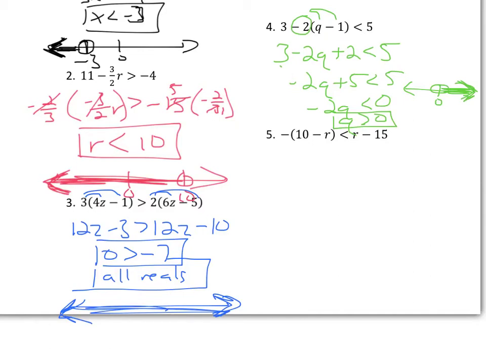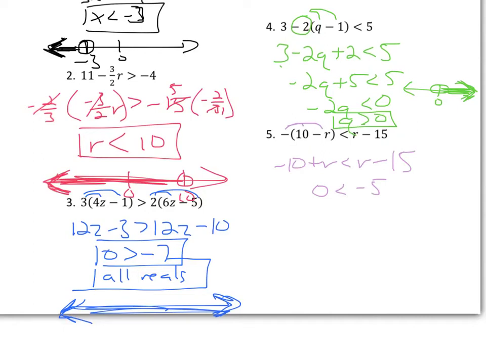All right, and the last one on this page. When you distribute this negative, we have -10 plus r is less than r minus 15. We'll pull all the r's to the left. They'll cancel each other out, left with 0. Push the numbers to the right, so add the 10 to get -5. We have 0 is less than -5.